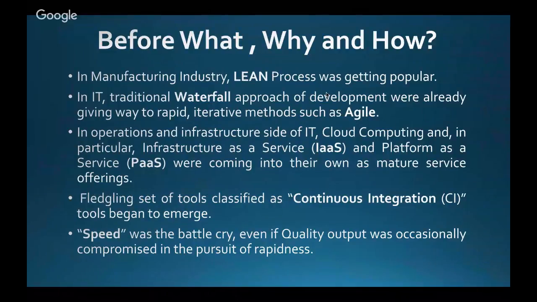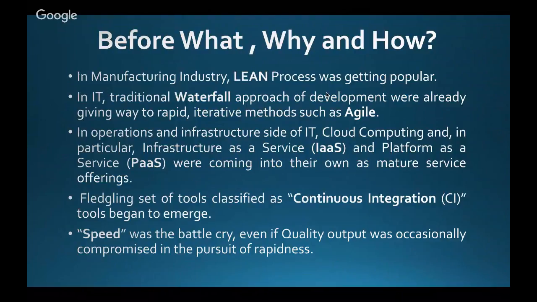Before I answer what is DevOps, we have to find out why and how this DevOps thing came into the picture. Before the year 2007, the manufacturing industry was going through a lot of changes. Since the 1950s and 60s, there were changes in the manufacturing industry, and Japan was the leader. Toyota was the company to introduce the lean process in the manufacturing industry, and it was getting very popular. By the early 90s and 2000, this was a very popular concept among the manufacturing industry.